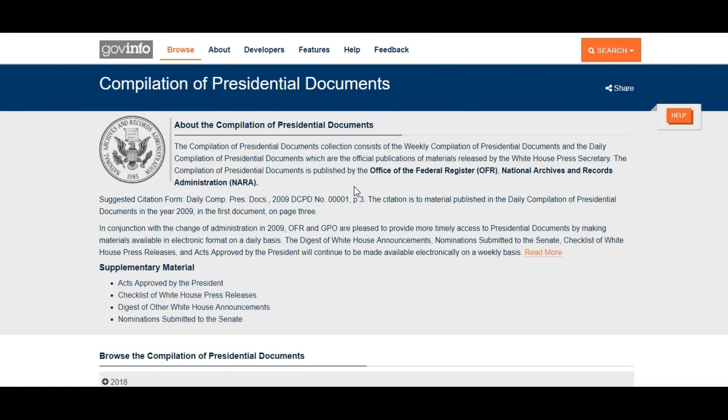So anybody remember the type of presidential document we've already talked about? Signing statements. There are a number of different places you can find them, obviously Google, but here in the compilation, did that work? Yes, that worked.